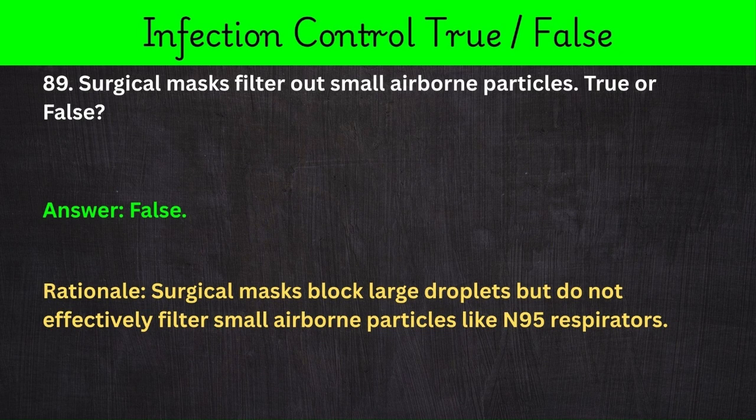89. Surgical masks filter out small airborne particles. True or false? Answer: false. Rationale: surgical masks block large droplets, but do not effectively filter small airborne particles like N95 respirators.